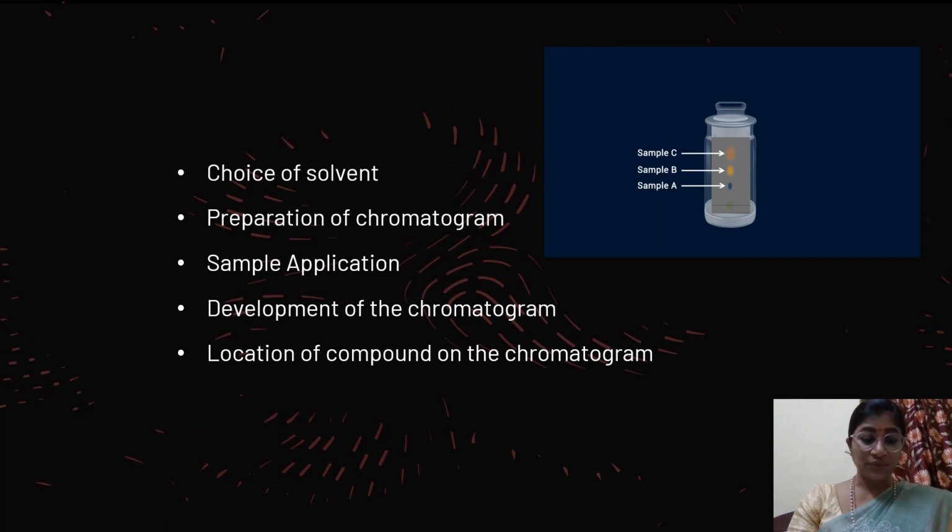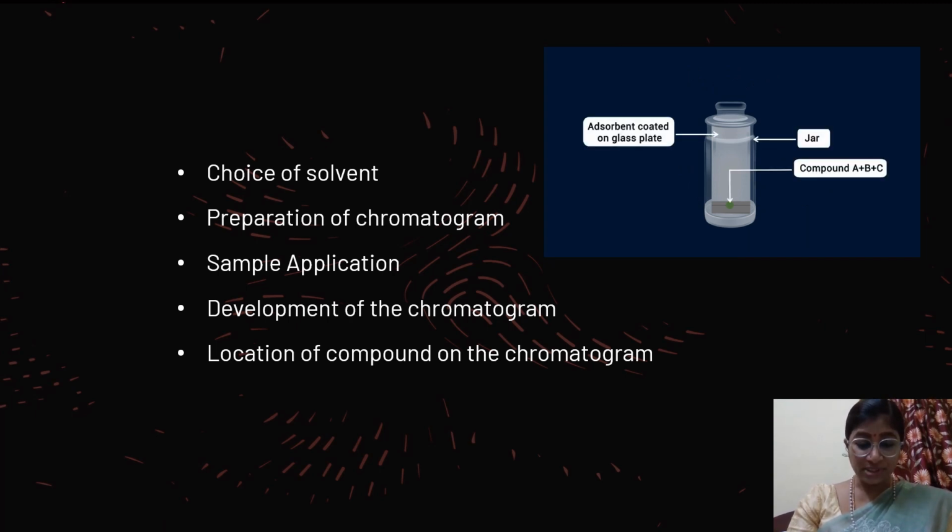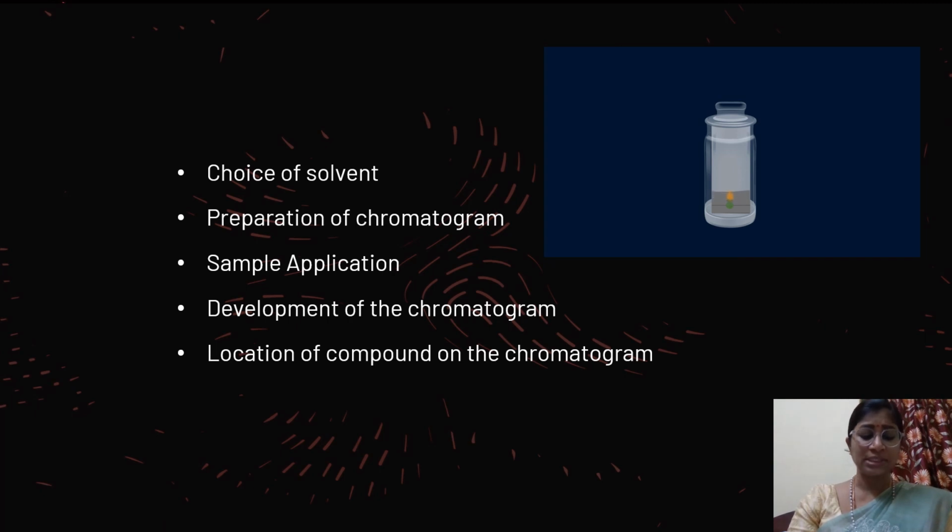Then next one, activation. TLC involves adsorption, so water or other polar solvents affect the development. So they must be removed from the chromatoplates. This is known as activation. This is done by drying the plates in an oven at 100 to 150 degrees Celsius for about 2 hours. Sample application. A small amount of the sample is dissolved in a small volume of a volatile solvent such as benzene, ether or ethanol.